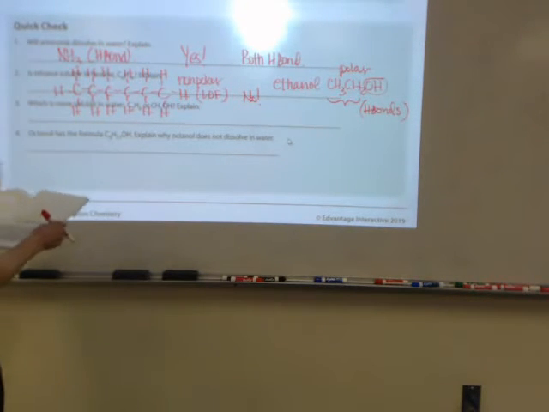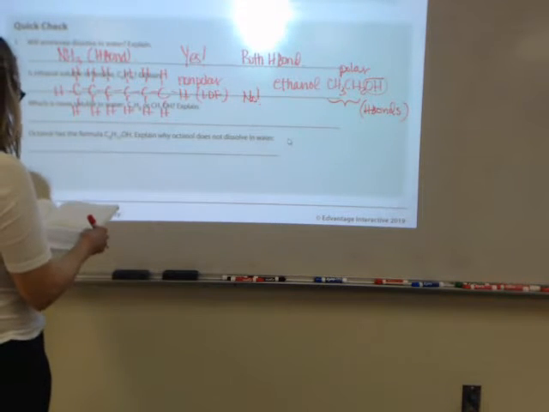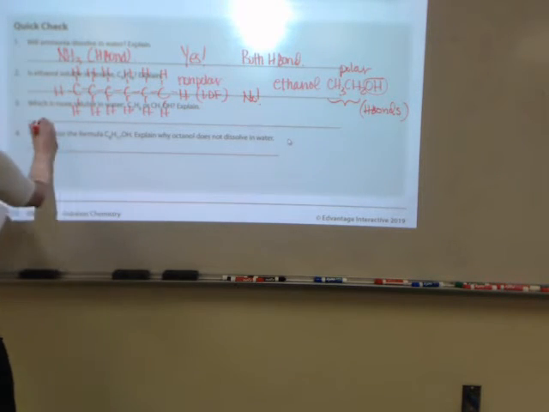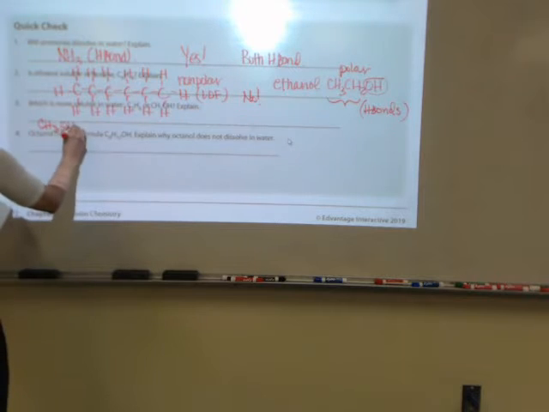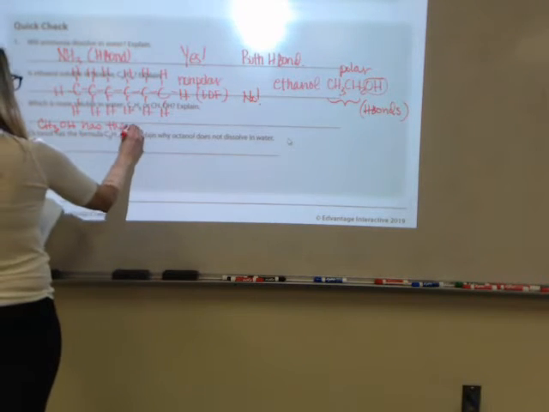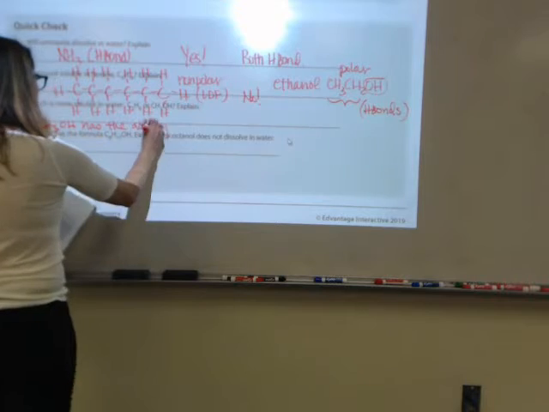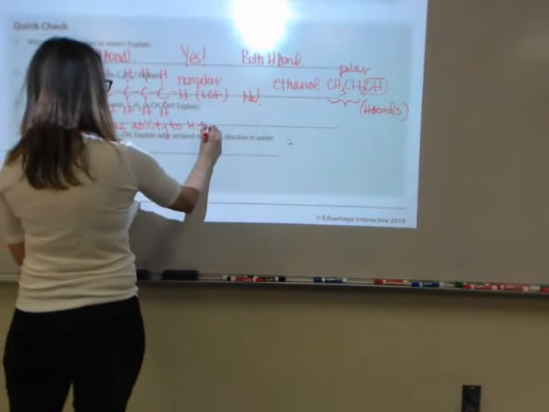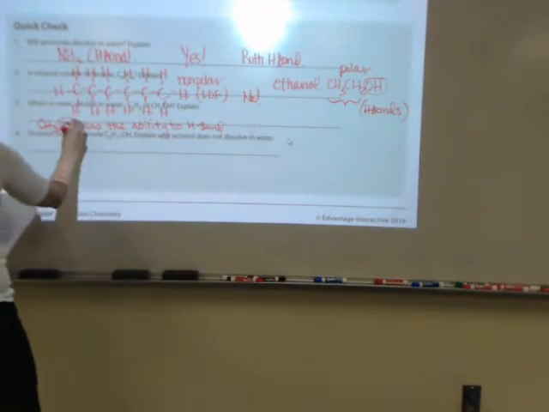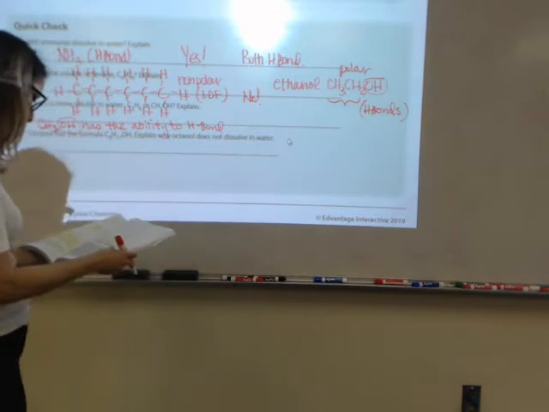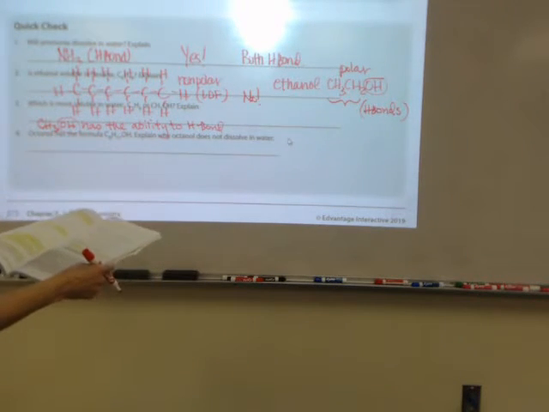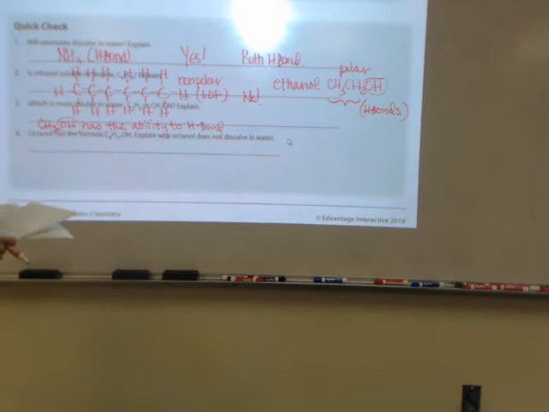Number 3, which is more soluble in water? C2H6 or CH3OH? Well, CH3OH has the ability to hydrogen bond because it has an O bonded to an H here. So that is why it will be more soluble in water, which also hydrogen bonds. Octanol has the formula C8H17OH. Explain why octanol does not dissolve in water.